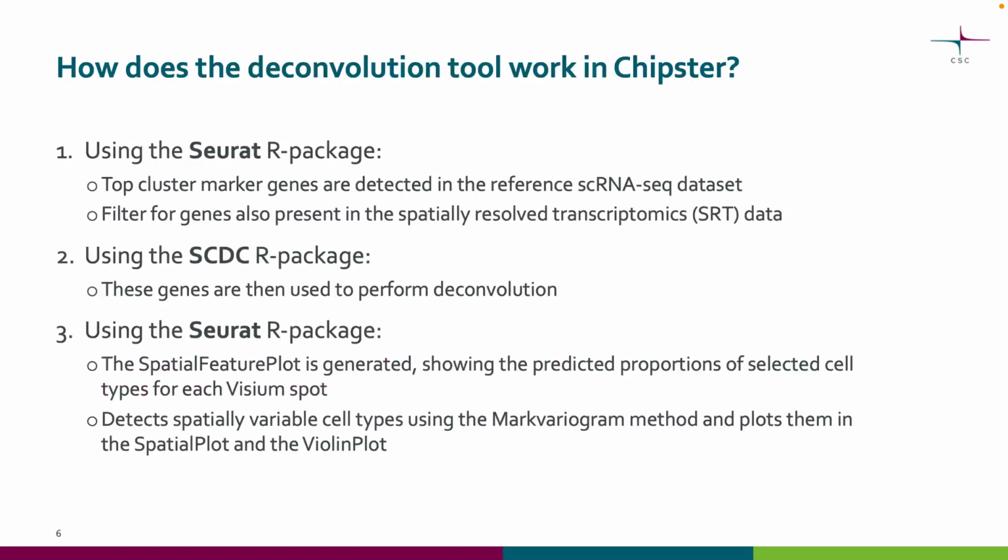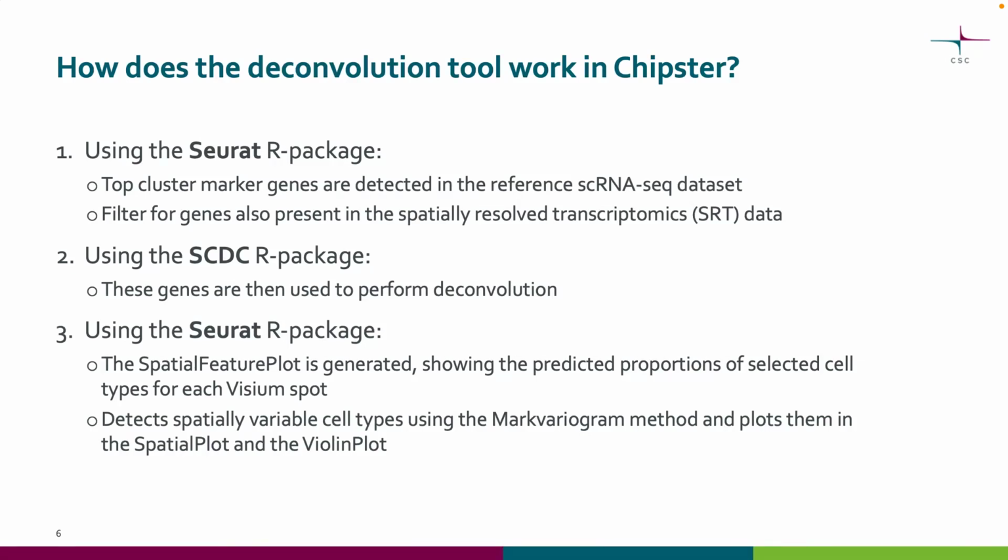So how does the deconvolution tool work in Chipster? First, Chipster uses the Seurat R package to identify top cluster marker genes in the reference single-cell RNA-seq dataset. Next, we filter for genes also present in the spatially resolved transcriptomics or SRT data. Second, Chipster uses the SCDC R package, where the genes from the previous step are used to perform the deconvolution itself. After running the deconvolution step, we obtain the predicted proportions of cell types. These results are then added back to the Seurat object and can be found under the SCDC assay.